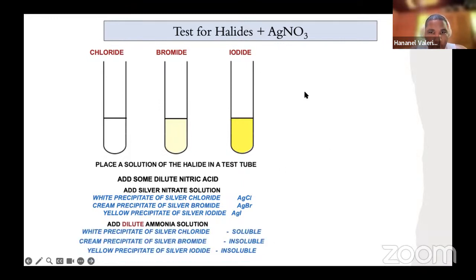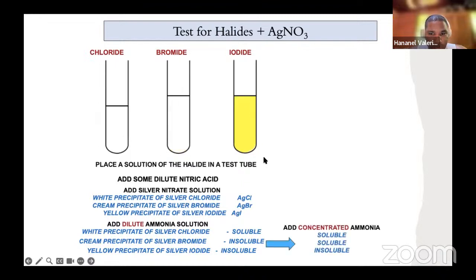And to confirm, we can also use a dilute ammonia solution, and the white precipitate of silver chloride would be soluble. So we expect it to disappear. Well, it's white already, so it's not going to disappear. The cream precipitate of silver bromide will remain insoluble, and the yellow precipitate of silver iodide will remain insoluble. So this would allow us to confirm the presence of these. Okay. With concentrated ammonia, the cream precipitate of silver bromide would dissolve. But once we have the colors already, we don't really have to go through this step again.